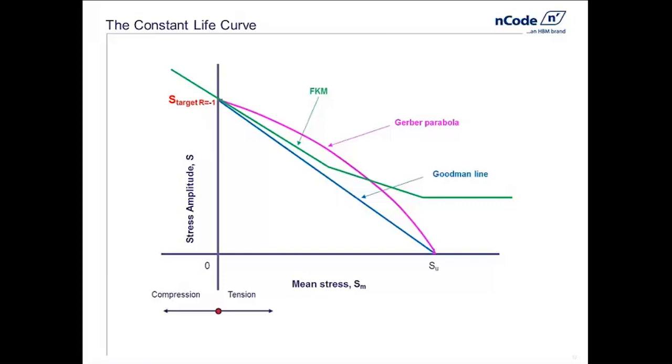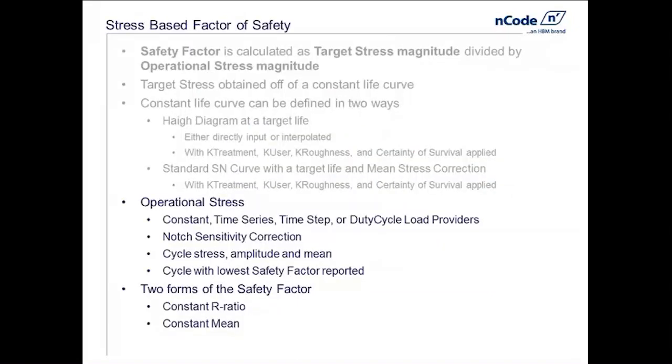Once I have this constant life diagram, I now have the ability to calculate my factor of safety. To do that, we look at the actual stress cycles that are in our time history. And again, those stress cycles can be created from a variety of different loading types, load providers inside of DesignLife: constant, time series, time step, duty cycle.